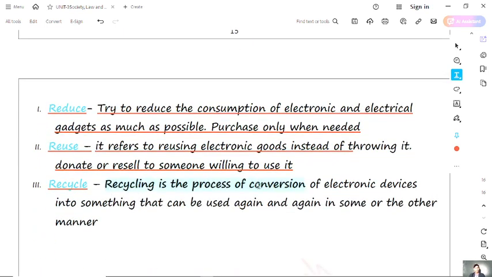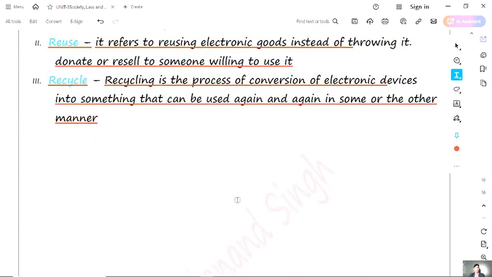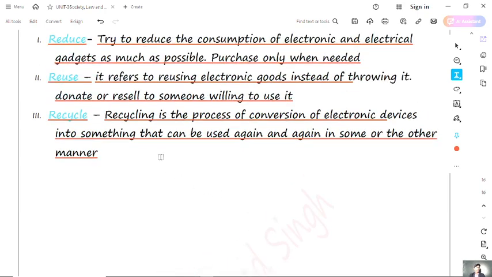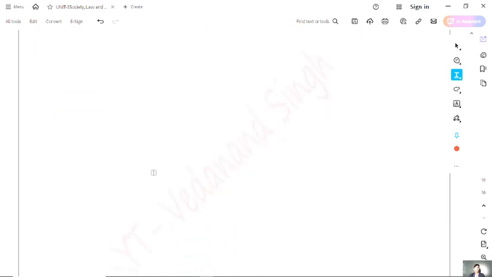Now the recycle. Recycle is a process of conversion of an electronic device into something that can be used again and again for other purposes. Means in recycling we can reuse that same device, or make a new one.